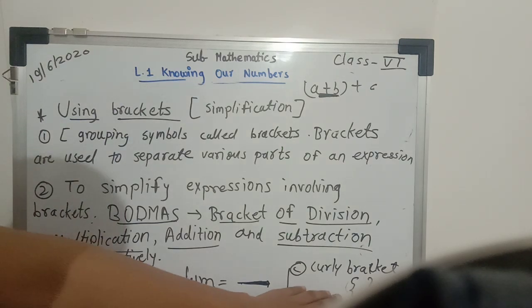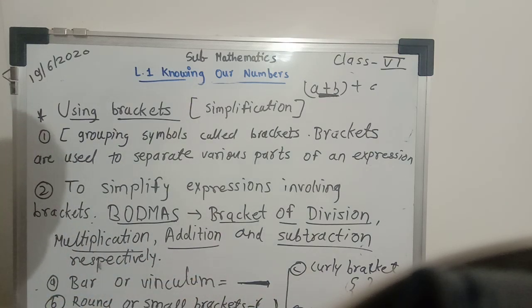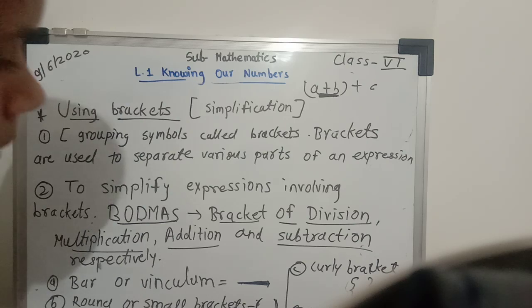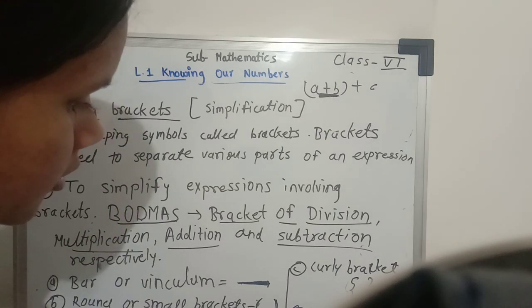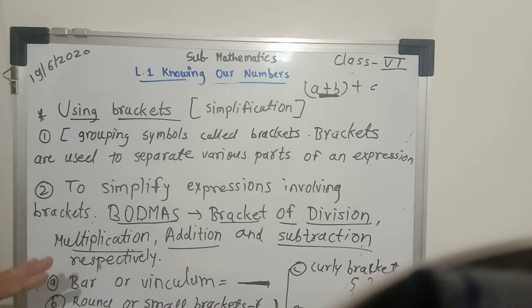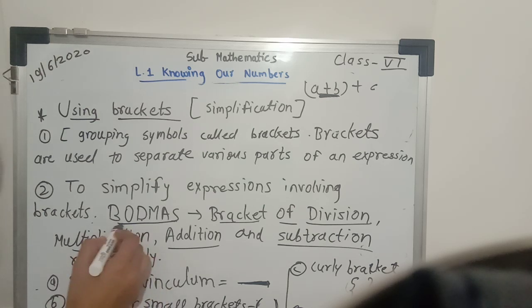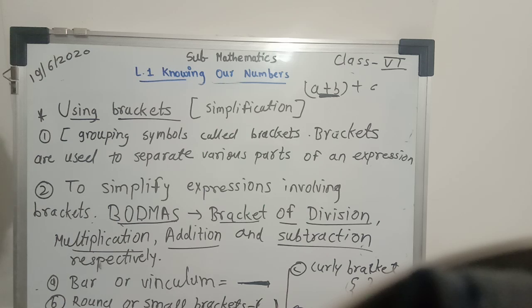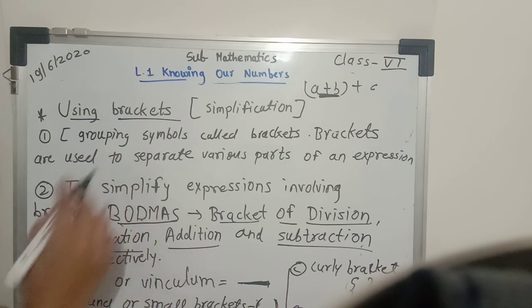Now the third bracket is the curly bracket. And the last bracket is the big or square bracket. So this is the square bracket. You have simplified different expressions in 5th standard with the help of this BODMAS. You have solved how to simplify them, using division, multiplication, addition and subtraction with the help of the brackets.